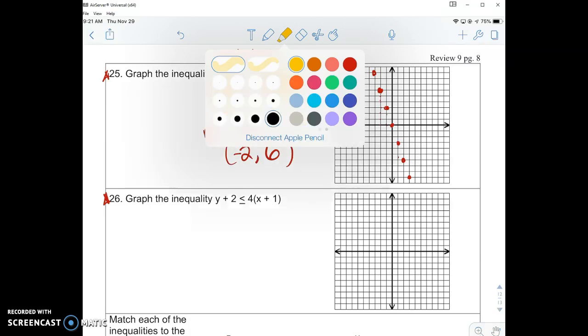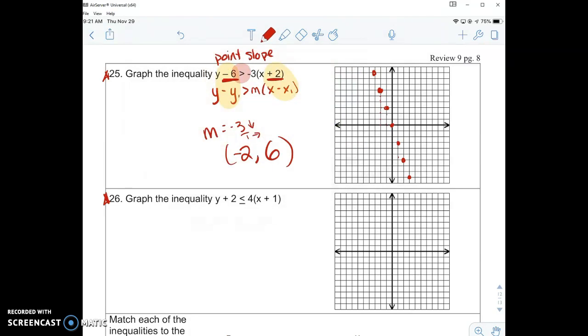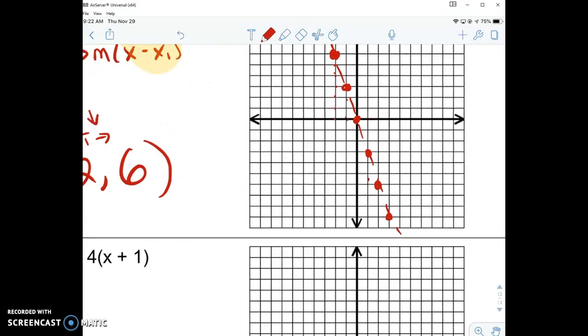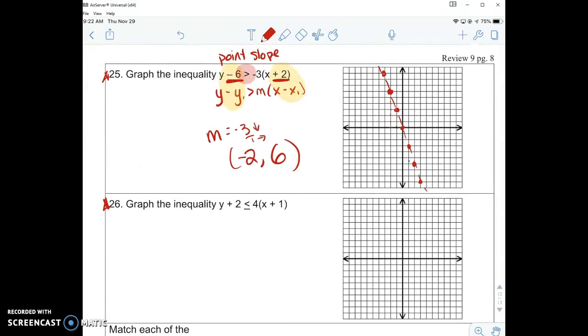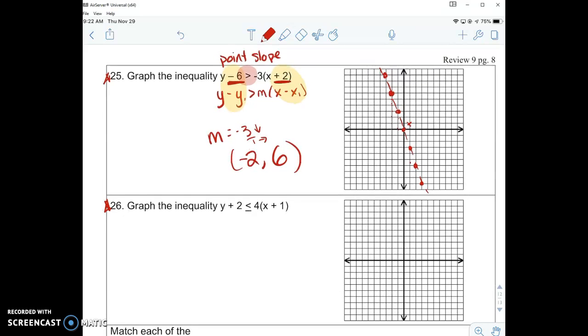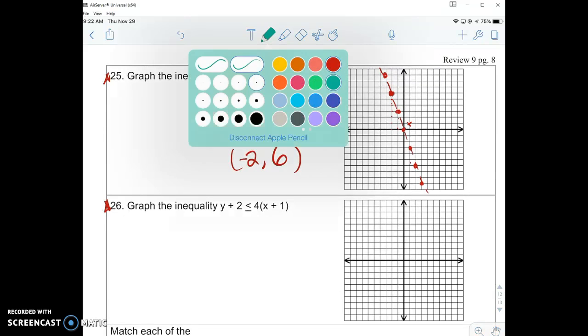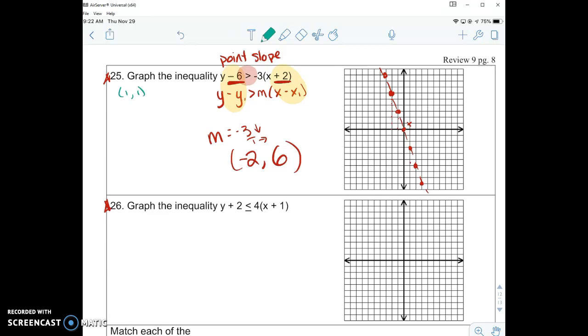My inequality symbol is greater than, so I need a dotted line. Notice my line goes straight through the origin, so instead of testing the origin, I'm going to test the point 1, 1 to decide which direction I need to shade. If I get a true statement, I will shade towards 1, 1. If I get a false statement, I will shade away from it. I'm going to plug this value into my ordered pair.